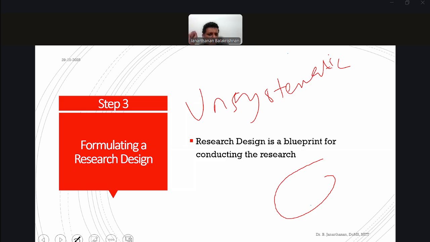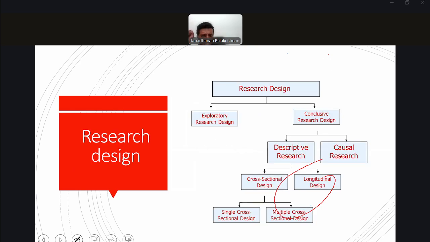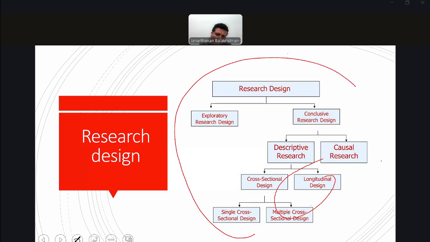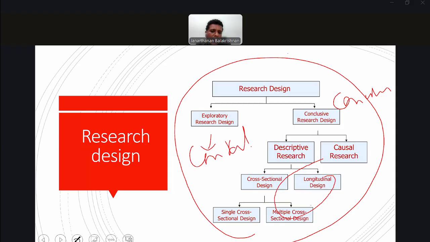So research design is a blueprint of conducting a research. This is a research blueprint most of the time. So we have exploratory research design, and we have conclusive. Conclusive is very simple. You can write something called conclusion. You cannot write a conclusion on an exploratory study. You can write something called insight.